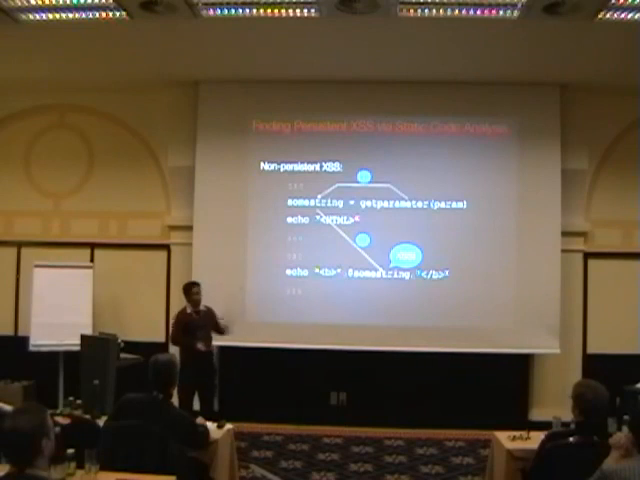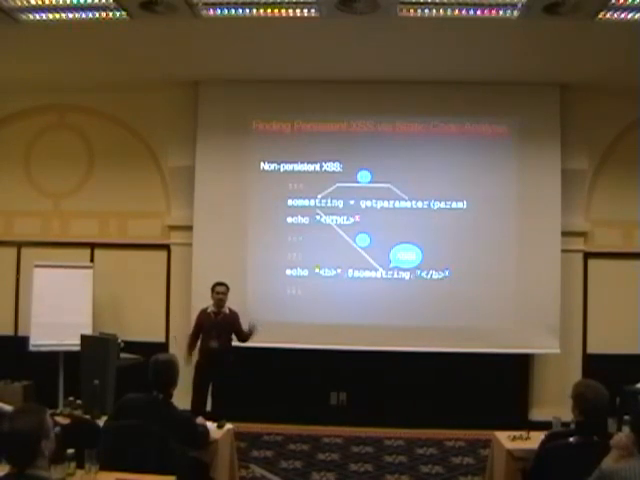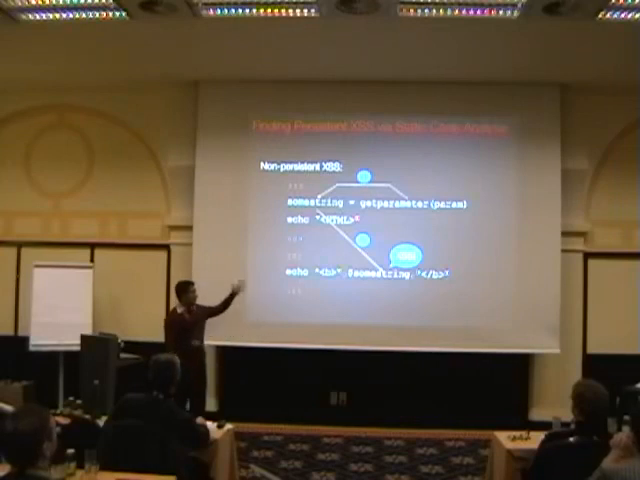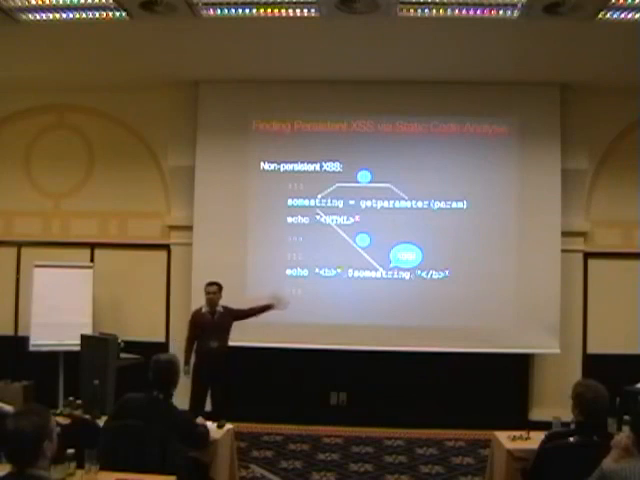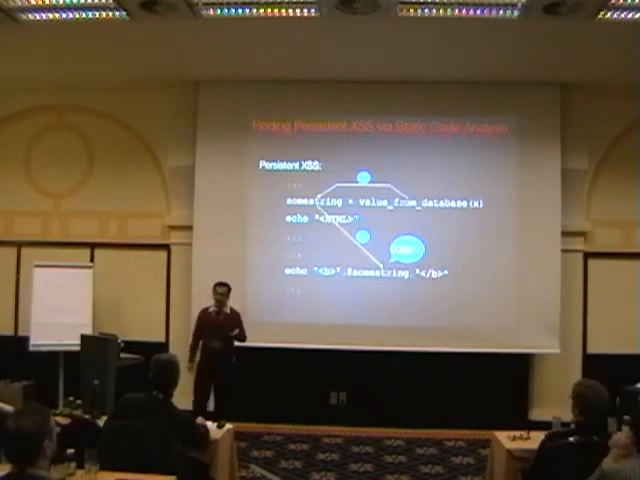You run code like this against a static code analyzer, and it'll tell you with 100% assurance that it found cross-site scripting, right? Because this is non-persistent. We have a parameter that's been put into a string and then echoed back in HTML. Fairly simple. Now look at the persistent example.